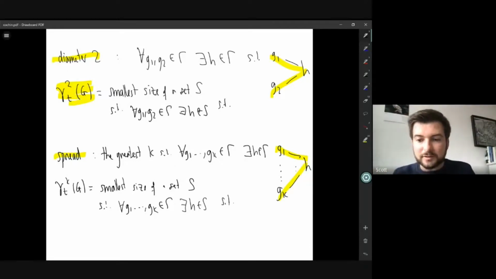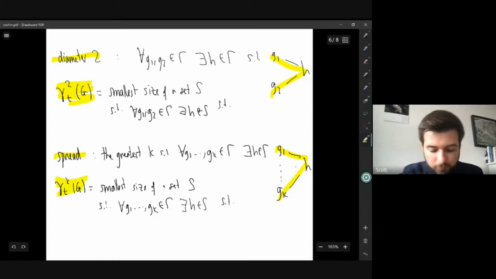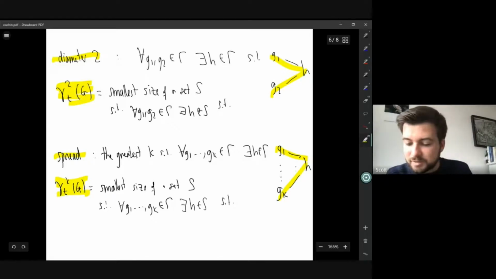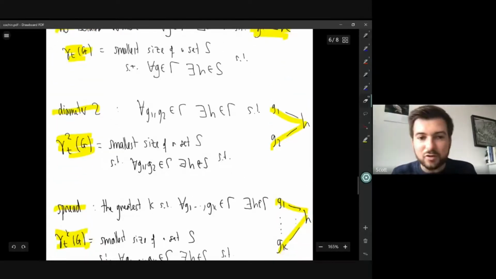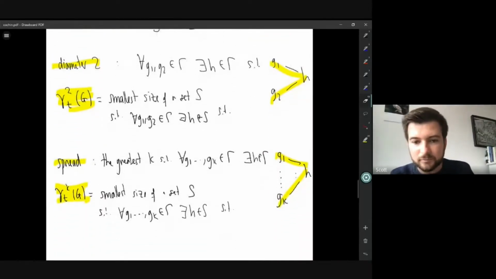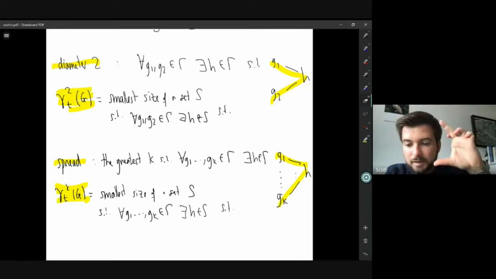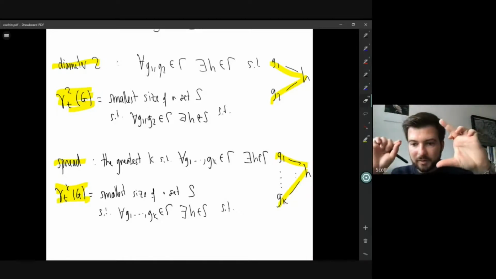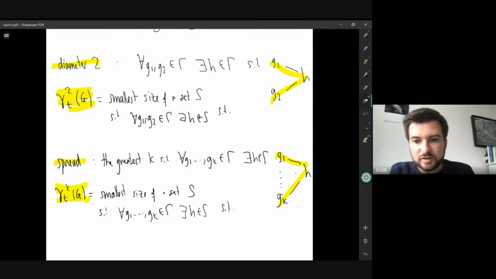So let me just say that all again. The kth domination number of a graph, oh sorry, I've been saying G in all these cases. All these G should be gammas. Sorry, I won't go back and fix them. It is the smallest size of a set, so that for any k vertices, there's some element in my set H that's adjacent to all k of them. And the question is, what can I say about that?